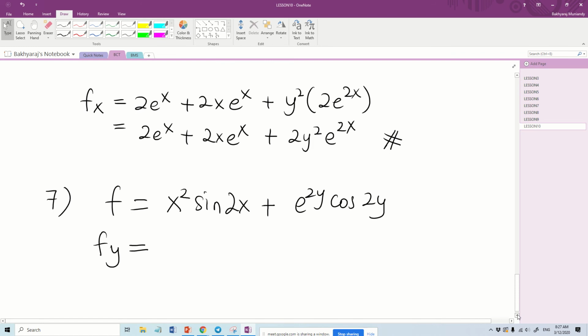Negative 2 exponent 2y sin 2y. Again, sorry. Negative 2 exponent 2y sin 2y. This is your answer. Yes, sir. Okay, actually this answer should be wrong, right?